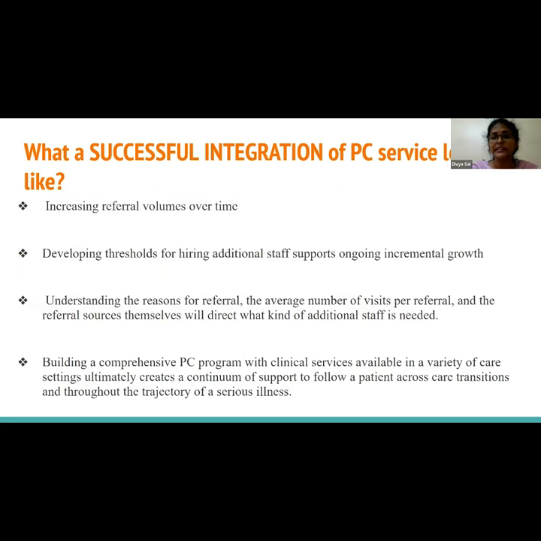How does a successful integration of palliative service look like? Increasing referral volumes gradually over time, developing thresholds by additional hiring of staff because of the ongoing incremental needs and demands. Understanding the reason for referral, the average number of visits per referral, and referral sources themselves will direct what kind of additional staff is needed.